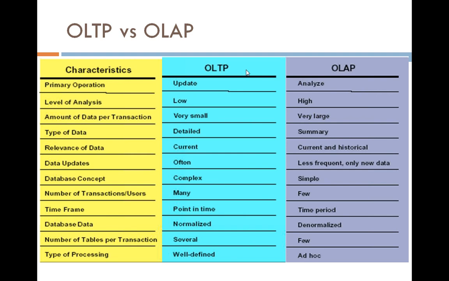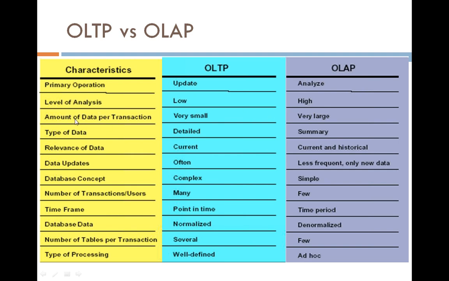So first of all, let's analyze the difference between the OLTP systems and the OLAP systems. What is the primary operation of OLTP? Its requirement is to update the data regularly in the backend tables. But OLAP is designed to analyze the data. The level of analysis in OLTP systems is very low because it does not support many features. But in OLAP, we have lots of features to analyze the data, so the level of analysis is high.